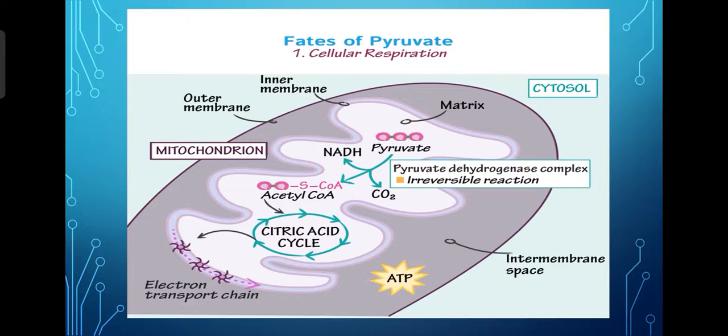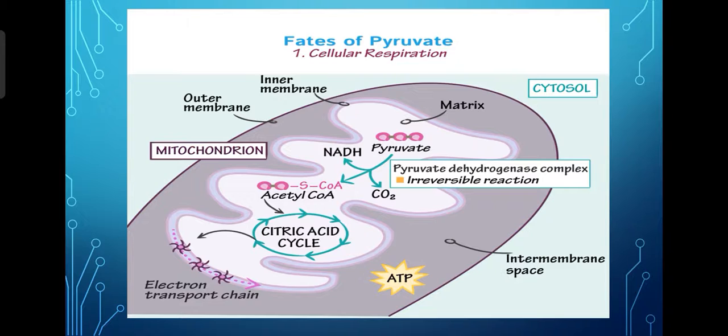Next one we have fates of pyruvate. So the pyruvate is the end product of glycolysis, as you all know. This can be further metabolized in 3 different ways. Okay, that we say as fates of pyruvate. So here the key concept in considering these fates of pyruvate is the need for a continuous supply of NAD plus molecule for glycolysis process.